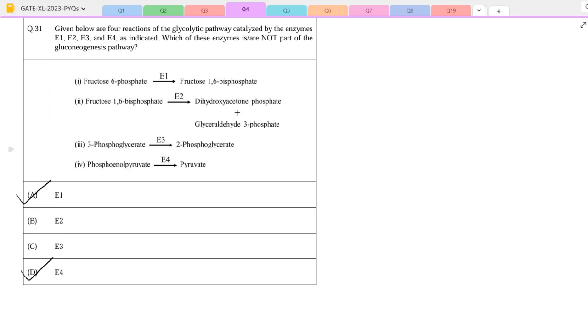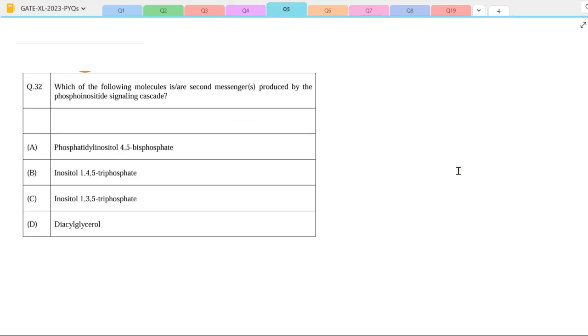So here the conversion of fructose 6-phosphate to fructose 1,6-bisphosphate is catalyzed by E1, and if you look at this, the enzyme is part of glycolysis, but it is not part of gluconeogenesis. Similarly, conversion of phosphoenol pyruvate to pyruvate by pyruvate kinase is also part of glycolysis but not gluconeogenesis. However, the other two are part of gluconeogenesis as well. So that is why it is important to write down the pathway and then look at which enzymes are common to both and which enzymes differ in both the pathways. So the correct options here are A and B. So moving on to the next question.